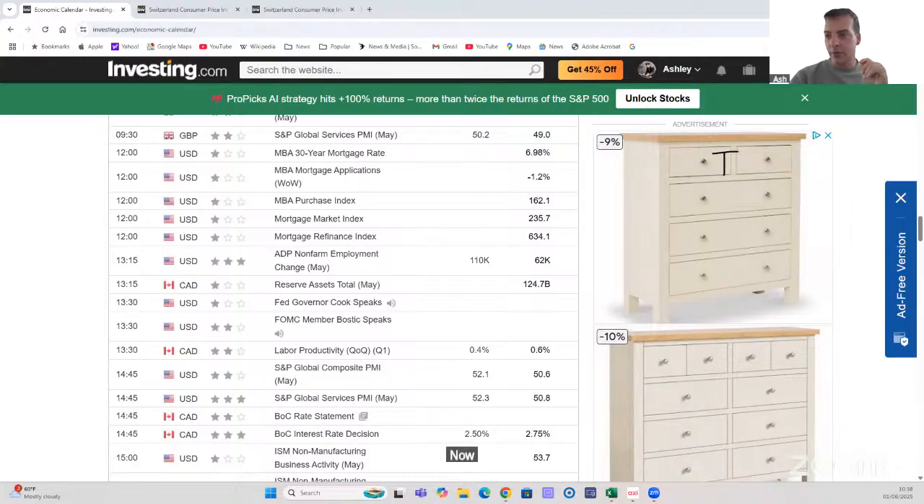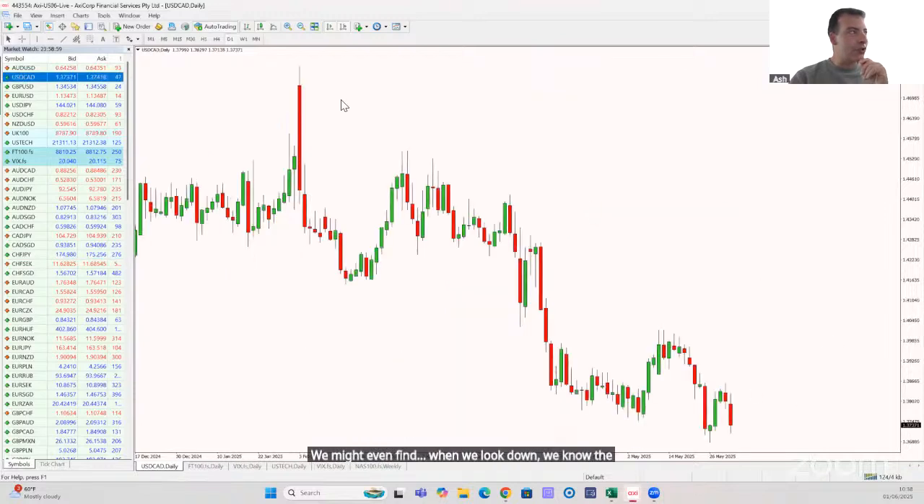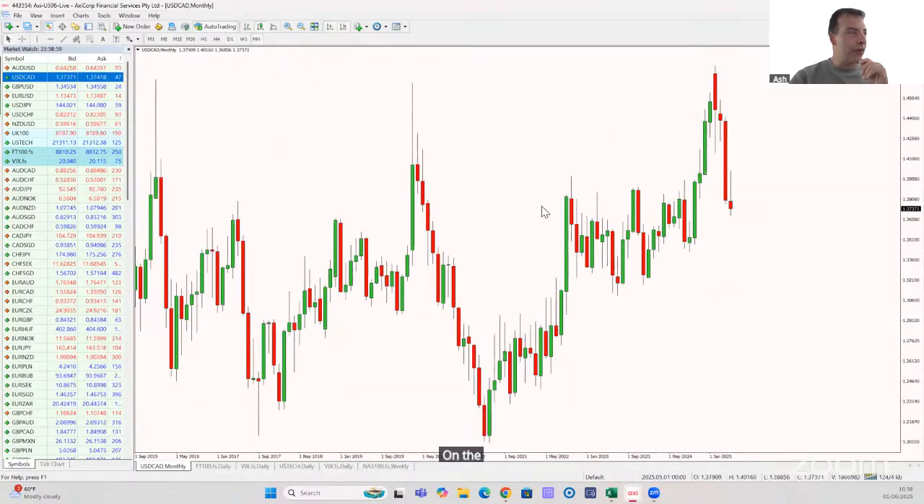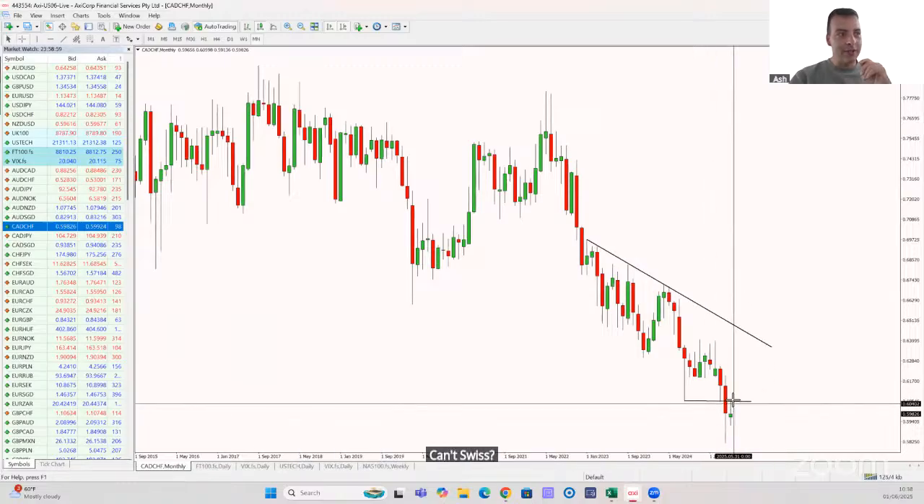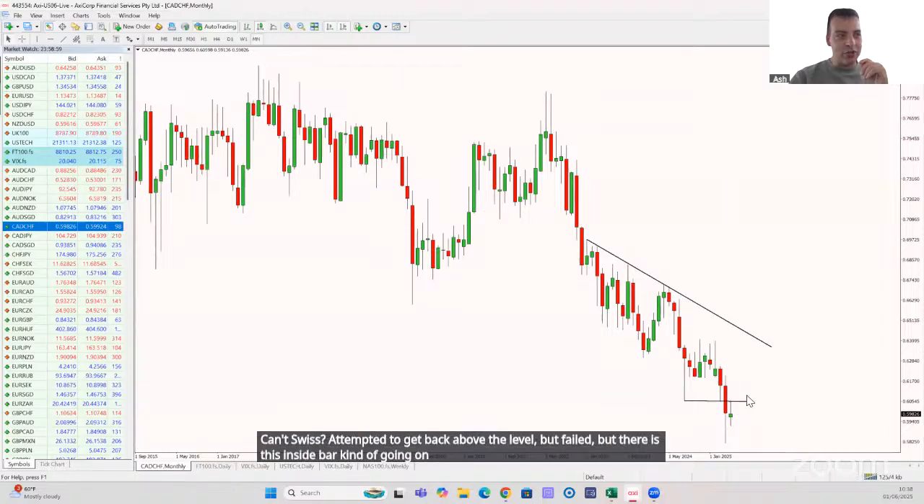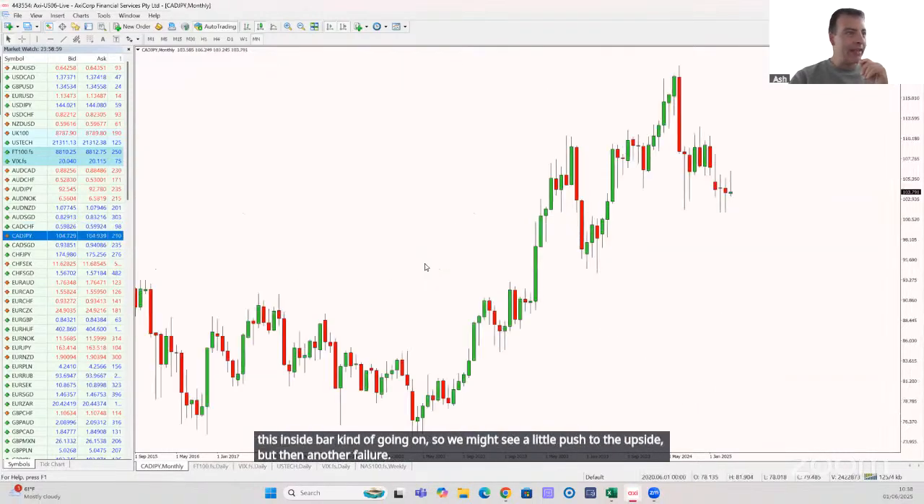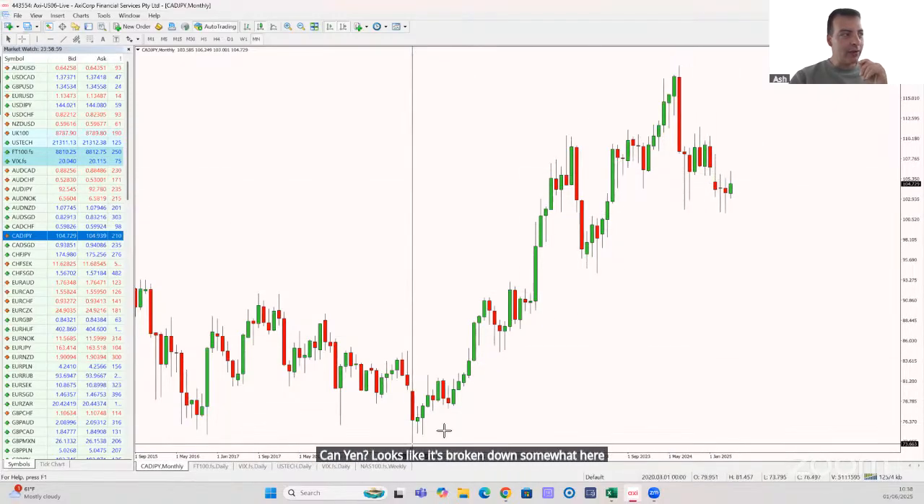Now, if we bring this back up again, we might even find, when we look down, we know the dollar CAD is on support on the monthly. We know that's on support on the monthly. CAD Swiss attempted to get back above the level but failed, but there is this inside bar going on, so we might see a little push to the upside but then another failure. CAD yen looks like it's broken down somewhat here. Look at the trend line. There's the trend line. We're under that level.